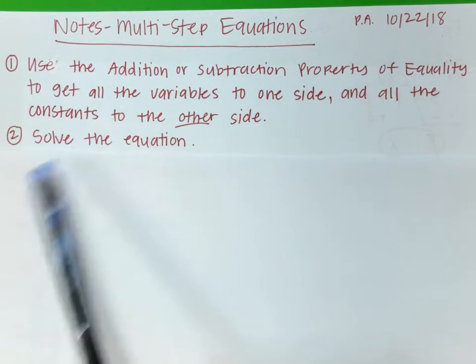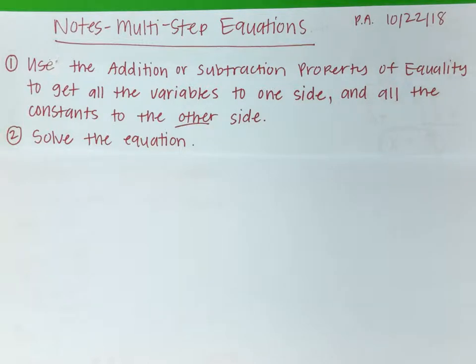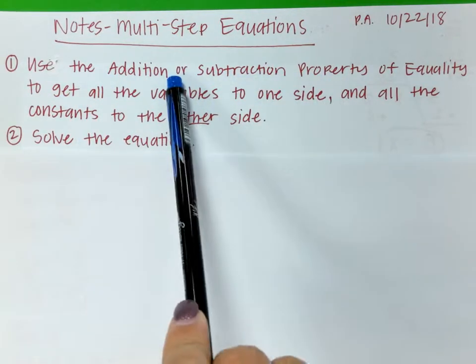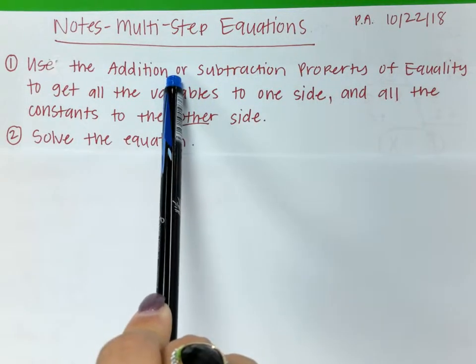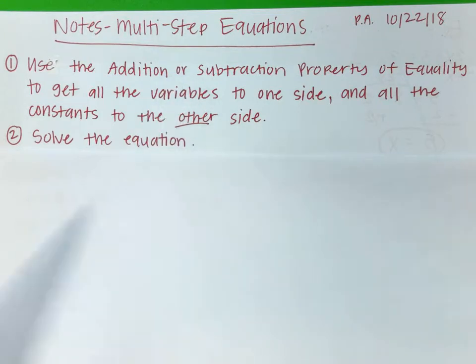So the first step right here, we're using the addition or subtraction property of equality to get all the variables to one side, and then you also want to get all your constants to one side. Your constants are what? What is a constant? Just your numbers. So the numbers that do not have a variable with them. So that means that you want all your variables on one side of your equal sign and all your constants on one side of your equal sign, okay? We will only be using the addition or subtraction property of equality to do that, okay? So once we get all of our variables on one side and our constants on one side, then we can multiply or divide to solve for x, okay?